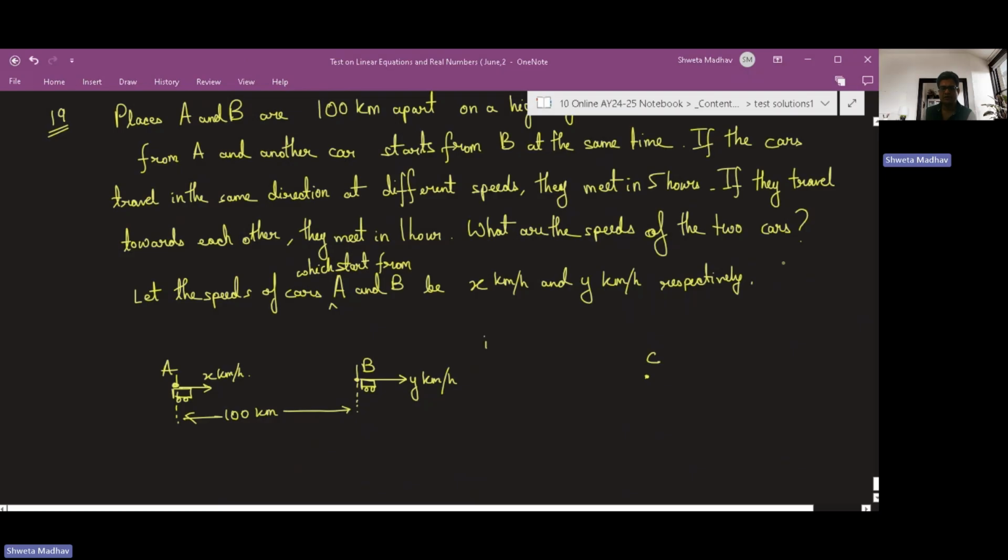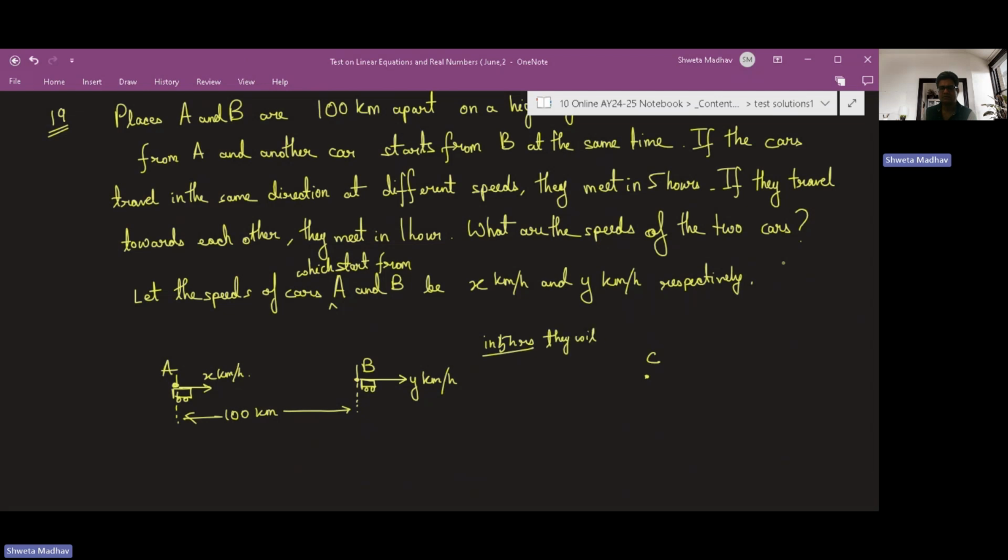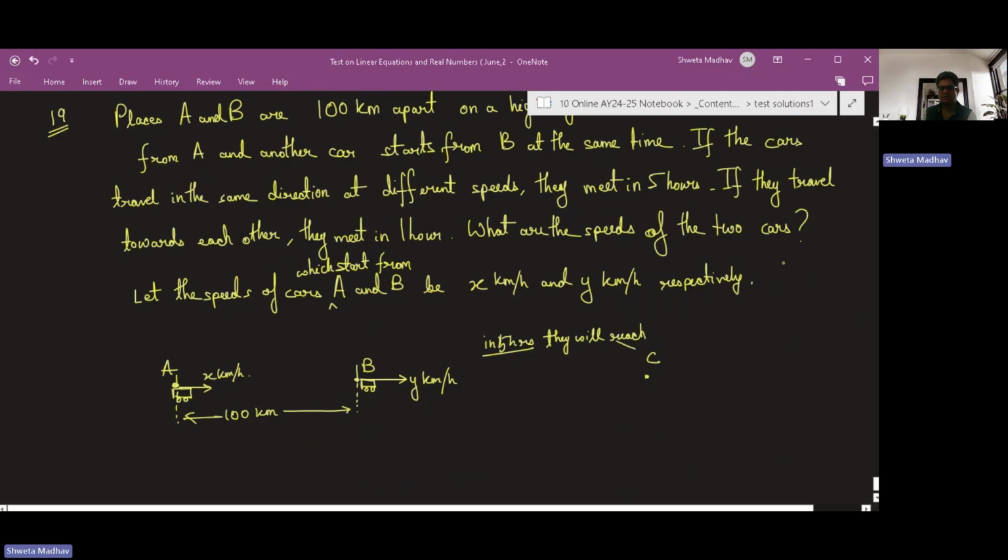So in 5 hours they will reach the place C. They will reach this place C. So then it means the distance, we know that the distance equals speed into time.